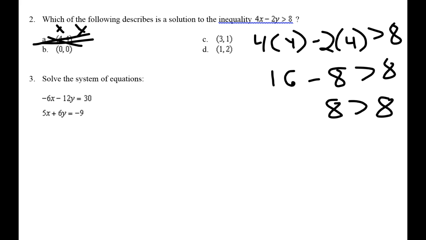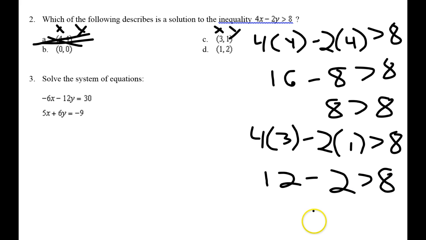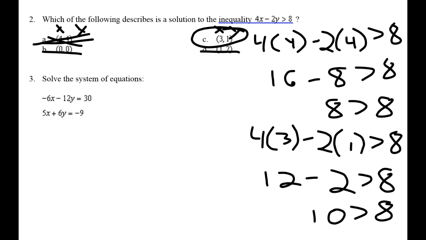C, my 3 represents my x value and my 1 represents the y value. So I'm going to have 4 parentheses 3 minus 2 parentheses 1 is greater than 8. 4 times 3 is 12. Negative 2 times 1 is negative 2, is greater than 8. 12 minus 2 is 10, and 10 is indeed greater than 8. So my solution is C, 3, 1.